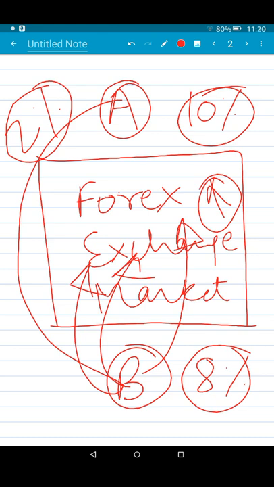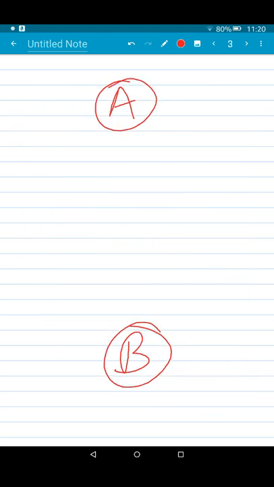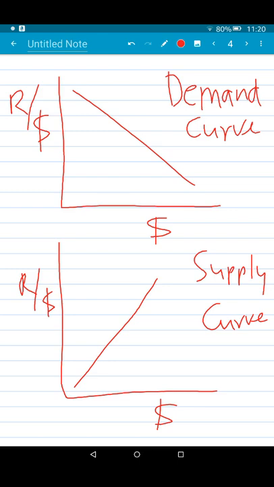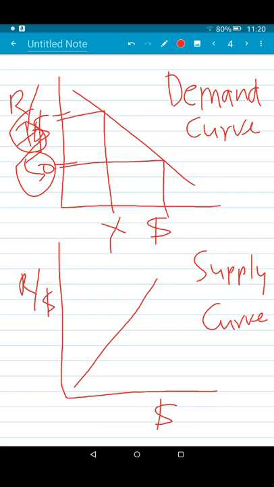We can also understand this concept with the help of the graph of demand and supply. Let us understand the demand curve. It is plotted against dollars and the exchange rate, that is rupees per dollar. When the rate was 70 rupees per dollar, the demand was X. But when the same exchange rate becomes 50 per dollar, then the demand will rise. This is called the demand curve.